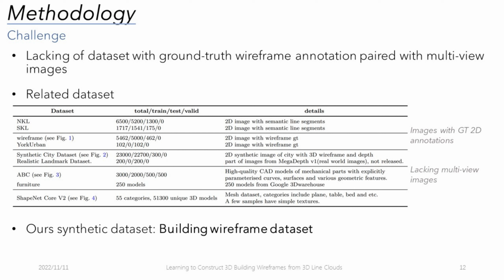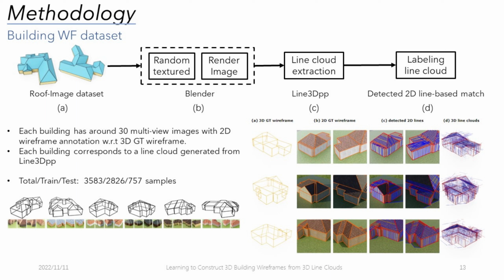To get a wireframe model from the input light cloud, we need a well-trained network. Training such a network needs a suitable dataset, which is one of the main challenges of our task. There are few suitable large-scale datasets with ground truth wireframe annotation paired with multi-view images. So we built our own synthetic dataset, the building wireframe dataset, to make our method work.